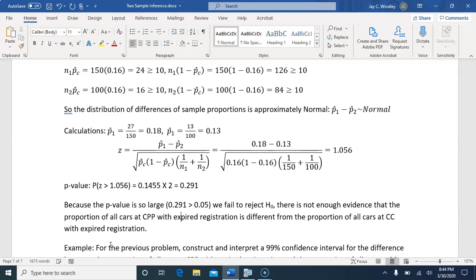Because the p-value is so large, we fail to reject H0. There's not enough evidence to say that the proportion of all cars at Cal Poly Pomona with expired registration is different from the proportion of all cars at Chaffey College with expired registration.